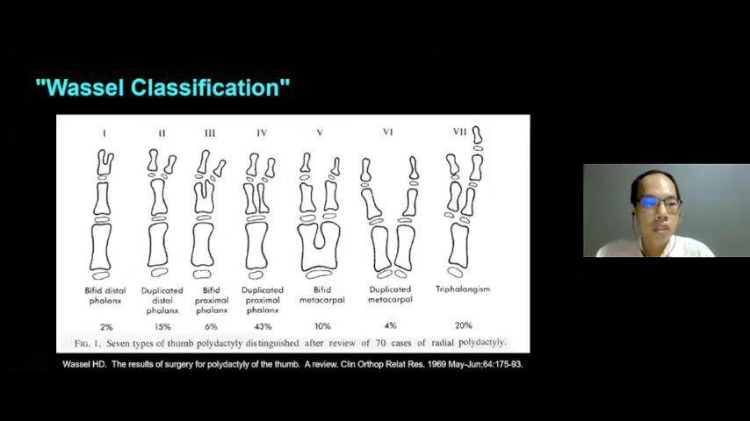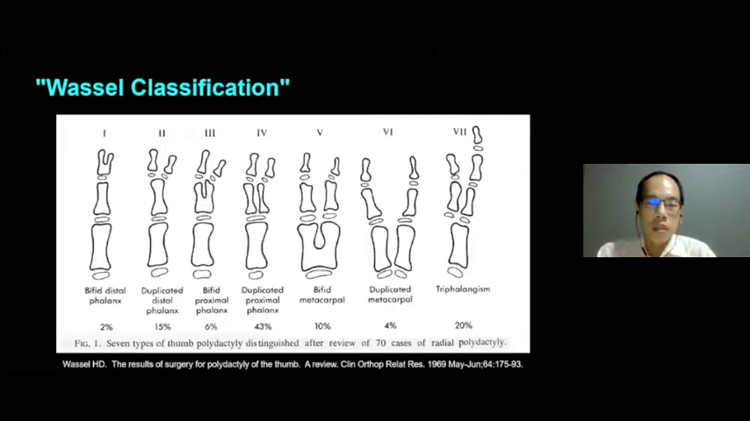So I spent half of 2014 at the Texas Scottish Rite Hospital for Children in Dallas, Texas, with Dr. Mary Beth Ezaki. "I don't like dogma" was one of the few things that she said to me, and dogma she did not like. In discussing radial polydactyly, you cannot escape from Harry Wassel's classification.